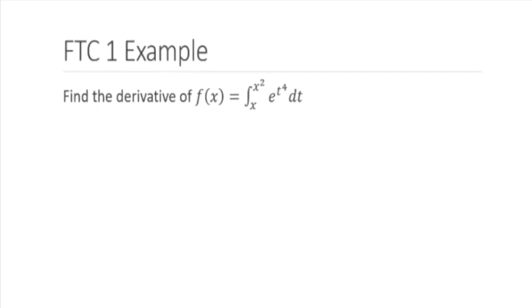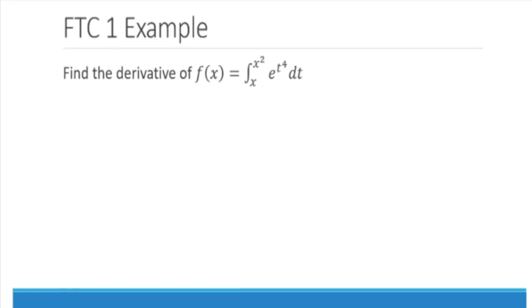Okay, for the last example for FTC1, the two bounds or two limits, the upper and the lower limits, are both variables. So find the derivative of f of x equal to the integral from x to x squared of e raised to t to the fourth dt. Our closed interval here would be the closed interval x to x squared.